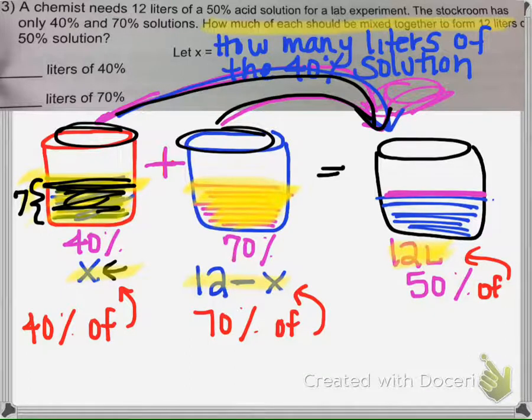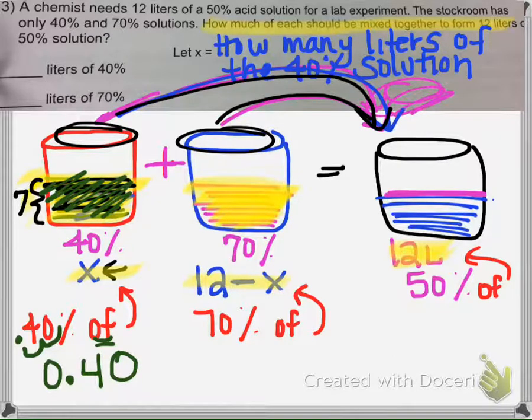Okay, so now let's get to our equation here. So of all this liquid that's in here, 40%, almost half, 40% of it has acid. So we know that the word of means multiply. So we're going to go ahead and change the 40% to a decimal. So 0.4. We don't need a 0 at the end of a decimal, so I'm going to get rid of it. But 40% of this, so I'm going to put x, because that means multiply there.